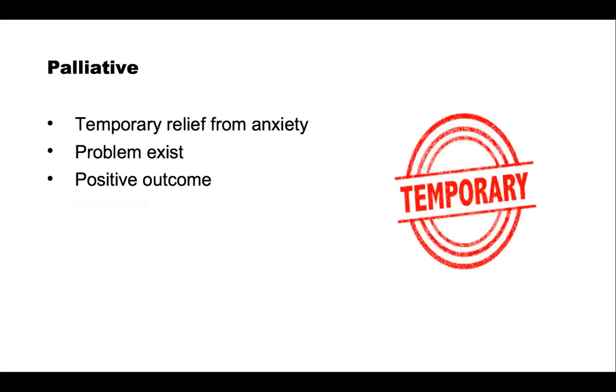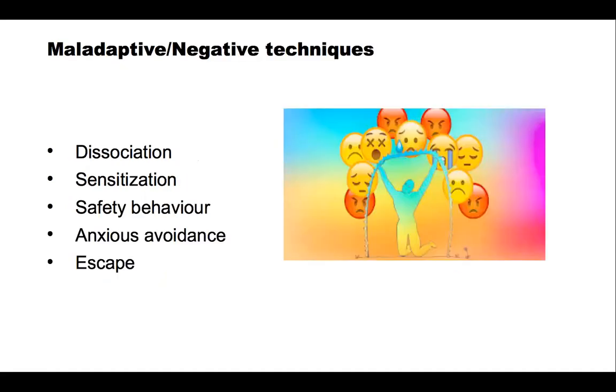Now, let us see what is palliative. So, if the solution temporarily relieves the anxiety, but the problem still exists and must be dealt with again at a later time, then this is called palliative, and this type of coping results in positive outcomes. While maladaptive or negative techniques are unsuccessful attempts that are made to decrease the anxiety without attempting to solve problems, and coping strategies are maladaptive and anxiety remains.